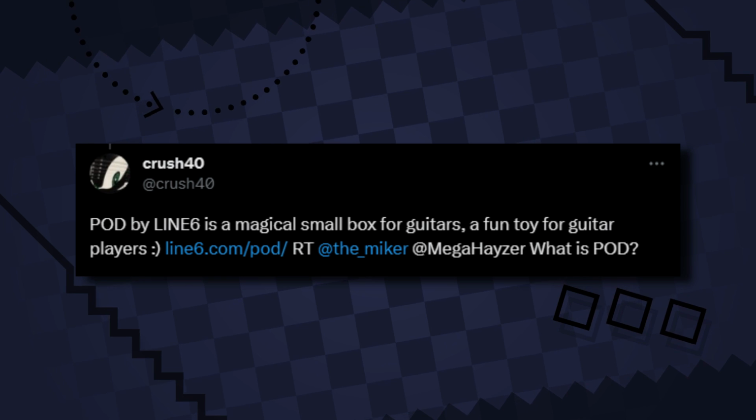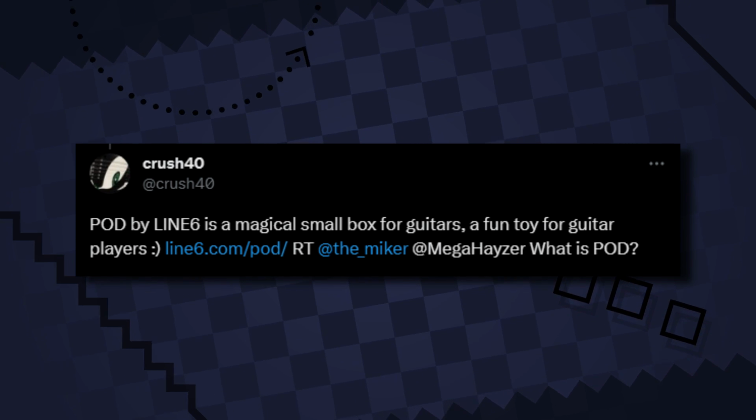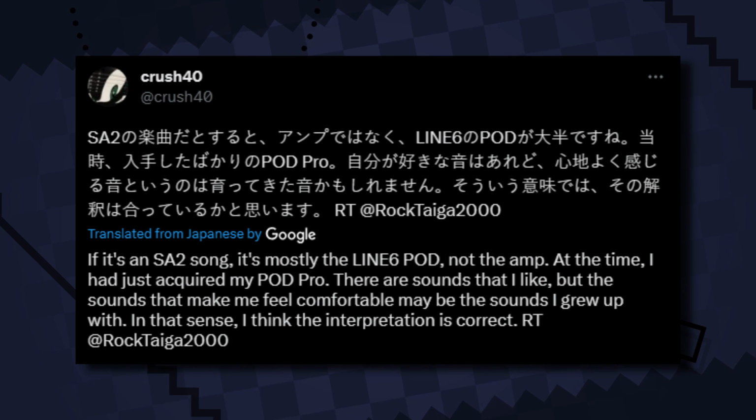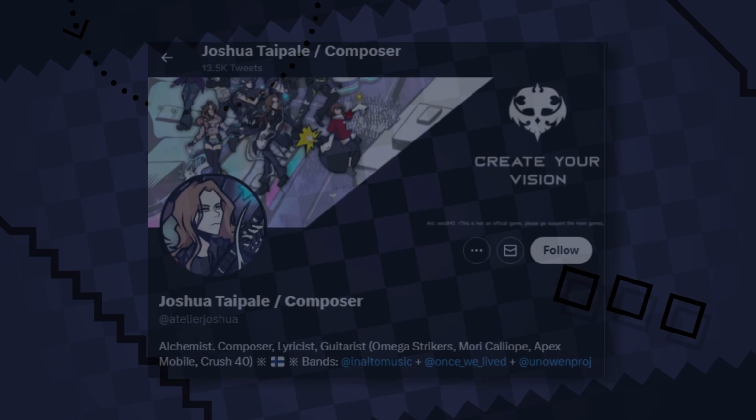Before we get started, we need to establish the instruments we're going to use. To begin, let's recreate the most important part of Senoue's music in SA2, his guitar tone. Senoue is a fan of Line 6's Pod products, and in the year 2000, he bought a Line 6 Pod Pro, which he first used in this game to great effect.